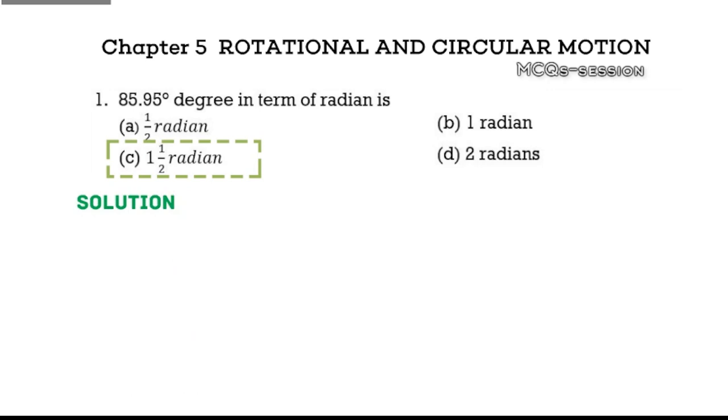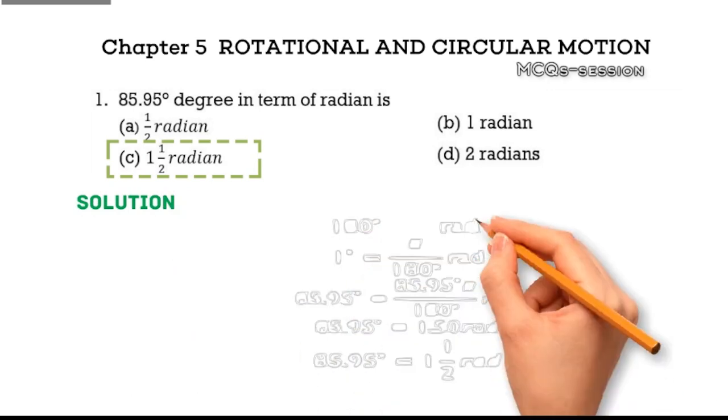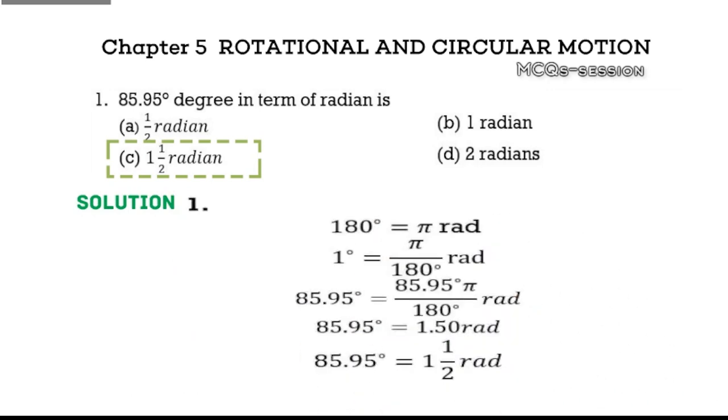Explanation. To convert degrees to radians, 180 degrees is equal to pi radians. We get the formula: radians equal degrees multiplied by pi divided by 180. Plugging in 85.95 degrees gives approximately 1.5 radians, which can be expressed as 1 1/2 radian.